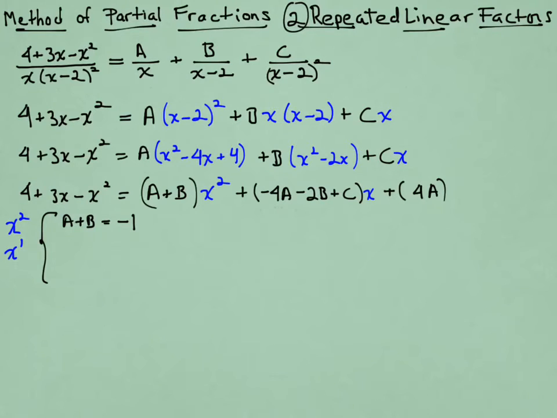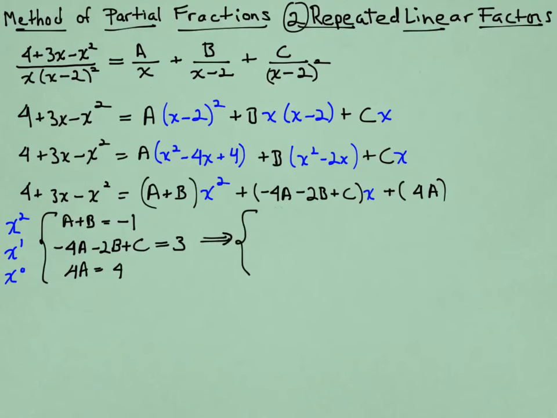Now let's look at the degree 1 coefficient. It's this long expression, minus 4a minus 2b plus c. I compare that to the right side, that's plus 3. And now I look at the 4a and compare that to the 4 over here. Those are the constant terms, so degree 0 if you like. 4a is equal to 4.